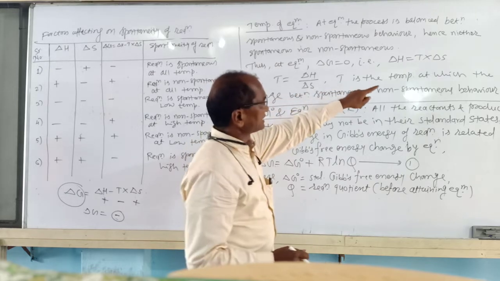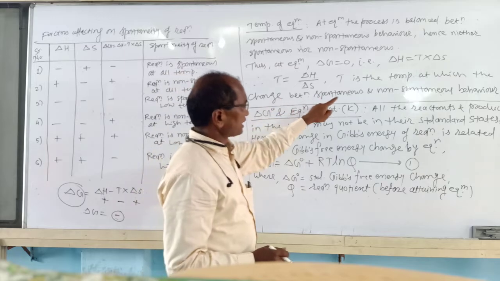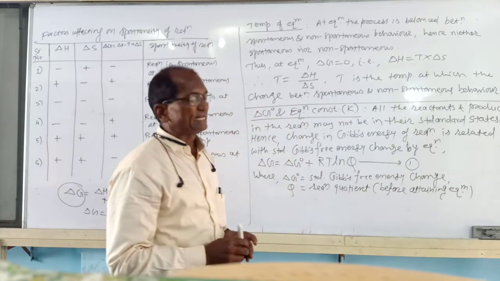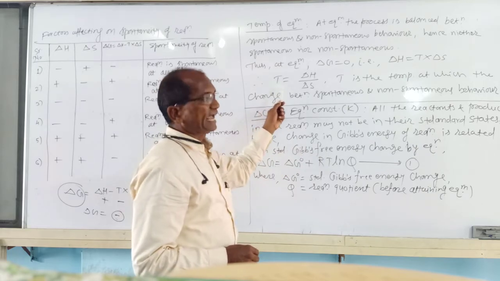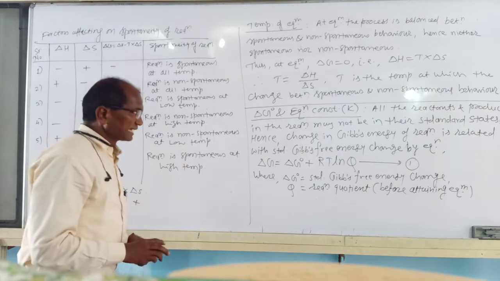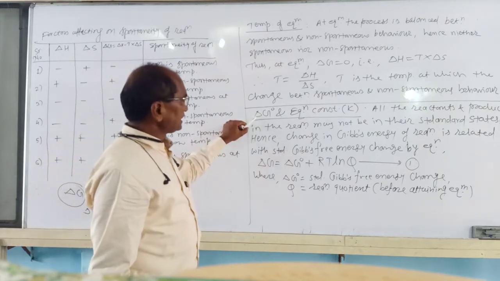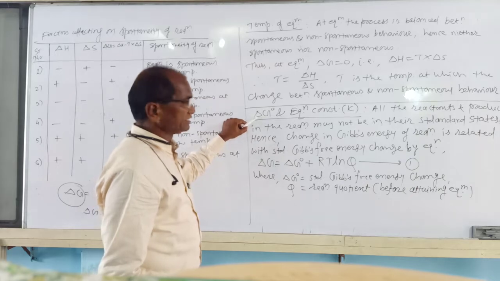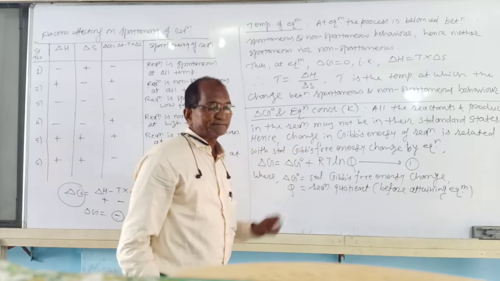T is the temperature at which the change between spontaneous and non-spontaneous behavior occurs. That temperature is called the equilibrium temperature. Then we see the relation between standard free energy change delta G0 and equilibrium constant K.